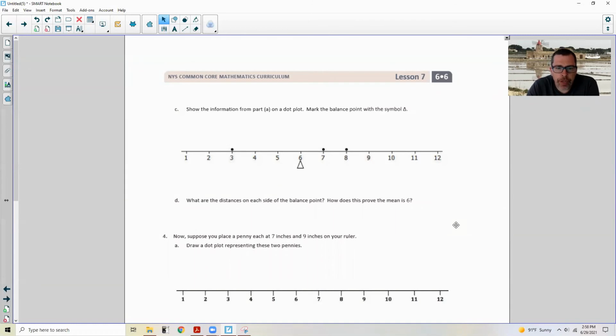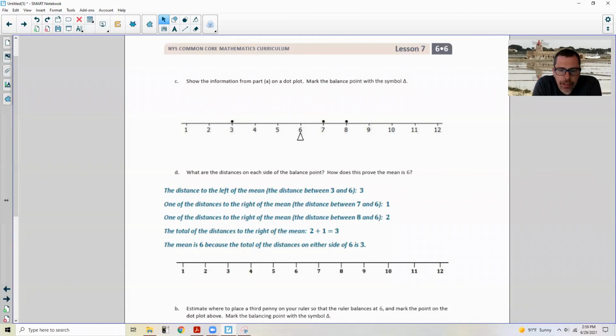Okay, so we have a point at 3, a point at 7, a point at 8, and a balance point at 6. D, what are the distances on each side of the balance point? How does this prove the mean is 6? Okay, this is kind of a lengthy answer.